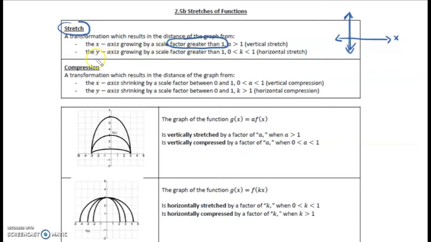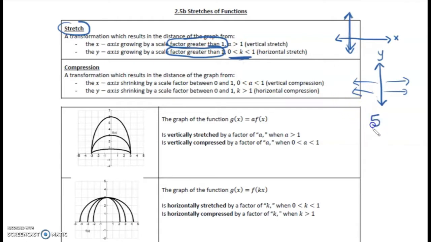Okay, and the distance from the y-axis growing by a scale factor greater than 1. So again, greater than 1 if k is between 0 and 1. So what we have here is a horizontal stretch. When we have the y-axis that goes like this, we're stretching horizontally, so outwards. We're getting further and further away from the y-axis if that k value is, I want to call it a fraction, but not a fraction. It's between 0 and 1.